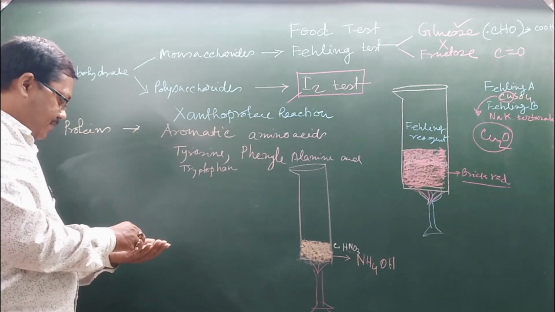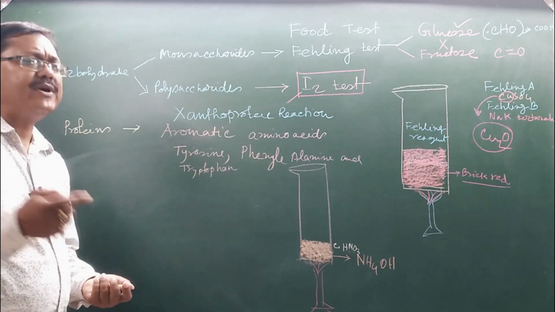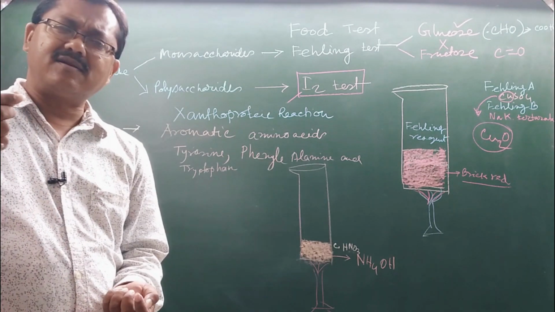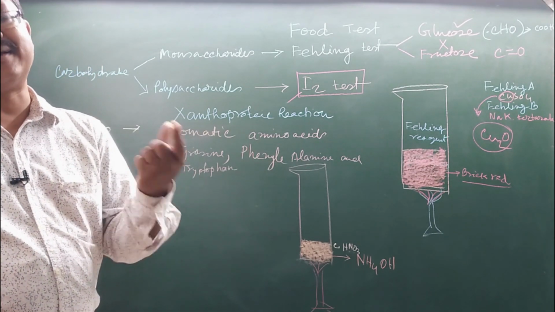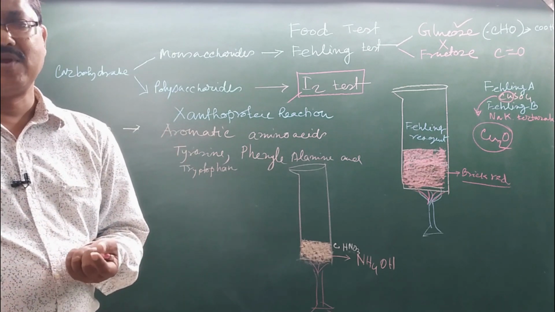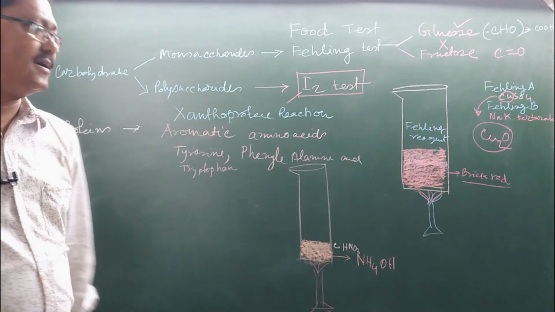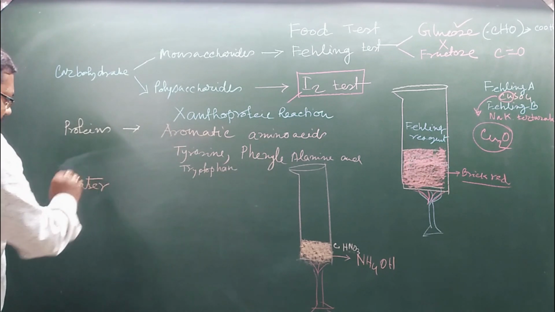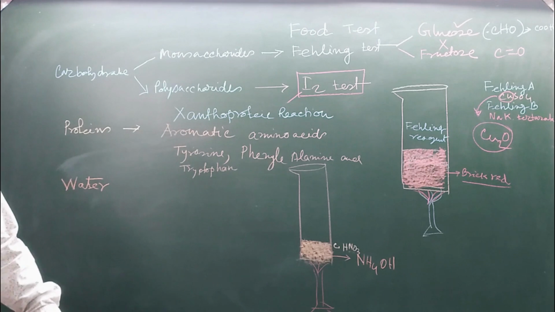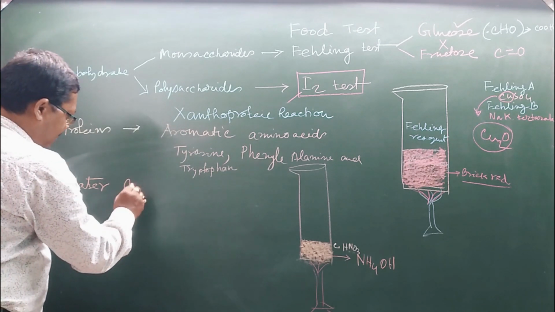Then if we take a food, obviously all food generally contains a majority, 90%, of water. So water, H2O, is easily identified by cobalt chloride.